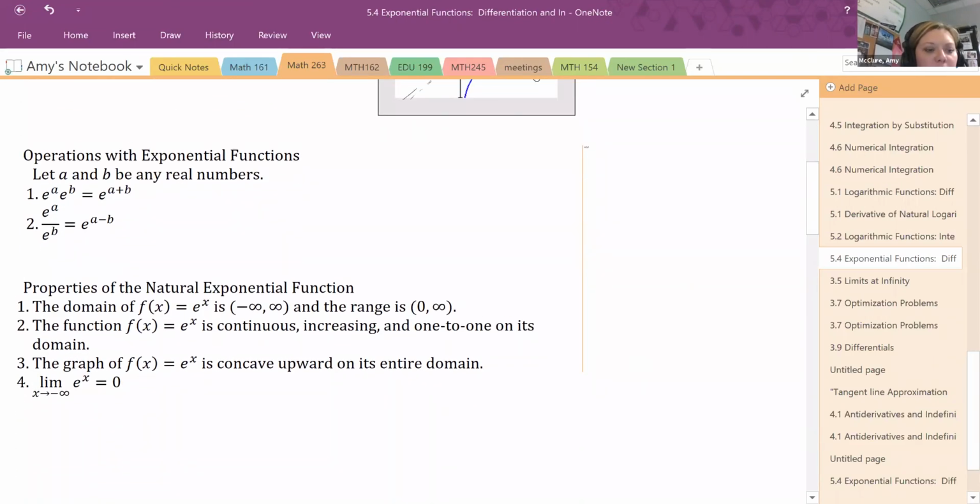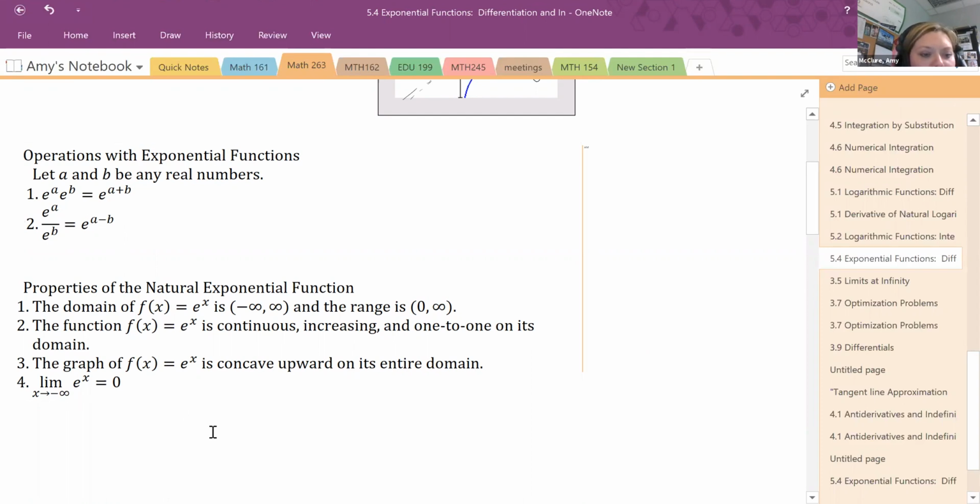As we move forward, we need to be reminded of the operations within exponential functions. Remember that when you are multiplying with exponents, you add the exponents, and when you're dividing with exponents, you subtract the exponents.